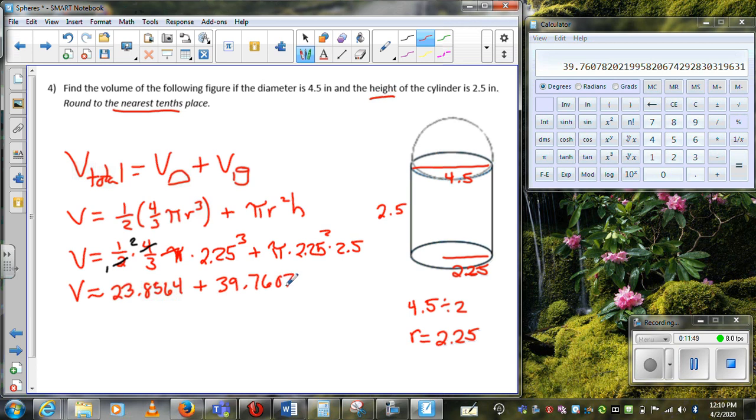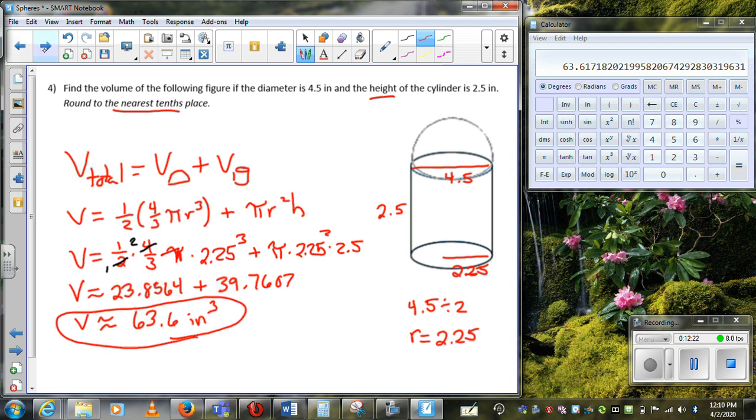And that's going to give me 39.7607. So now as long as I still have that on the screen, I'm just going to hit plus 23.8564, and I'll do my rounding to the nearest tenths place here. So I'm getting volume is approximately 63.6, right? Because we got to round it. The digit after the 6 is a 1. That's 4 or less. I'm going to let it rest. And that is going to be inches cubed.